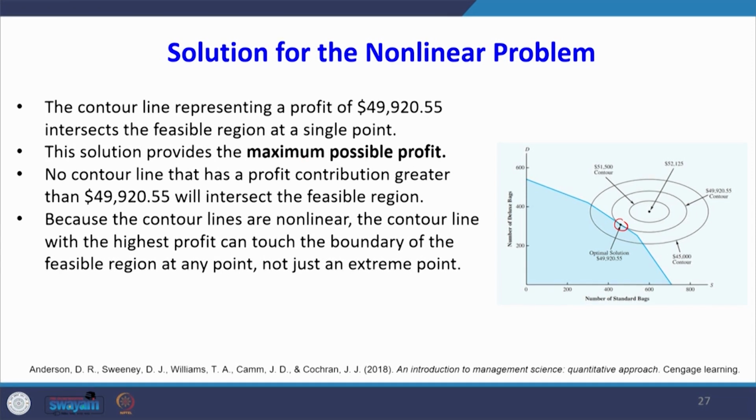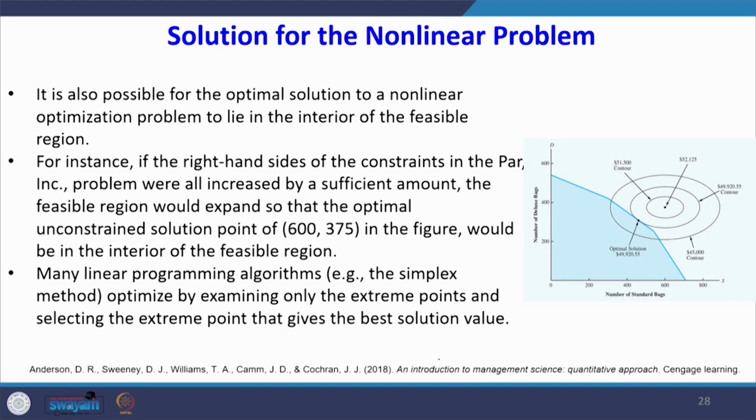So, this solution provides the maximum possible profit. How much? 49,920. No contour line that has a profit contribution greater than 49,920 will intersect the feasible region. Because the contour lines are nonlinear, the contour line with the highest profit can touch the boundary of the feasible region at any point, not just an extreme point. The extreme point was the case of the linear programming problem. It is also possible for the optimal solution to a nonlinear optimization problem to lie in the interior of the feasible region.